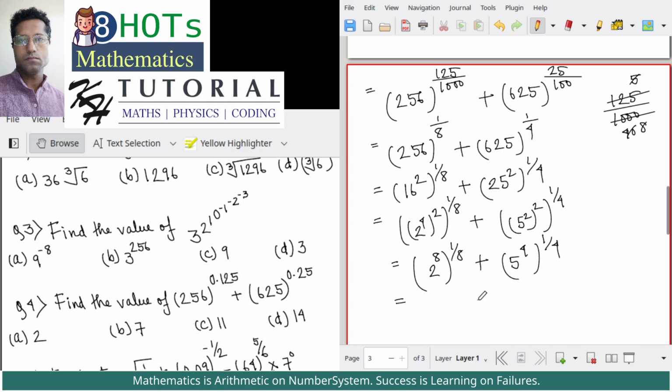So now I can see that the powers will get multiplied to give an integer. 2 to the power 8, this whole raised to the power 1 by 8 is 2 to the power 8 multiplied by 1 by 8 plus 5 to the power 4 whole raised to the power 1 by 4 is 5 raised to the power 4 multiplied by 1 by 4. So this is equal to 2 to the power 1 plus 5 to the power 1, which is equal to 7. So the correct choice is B.